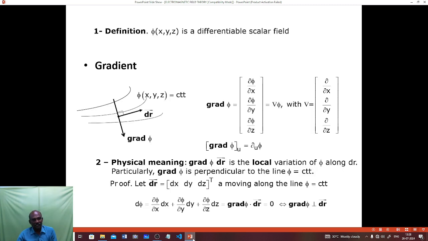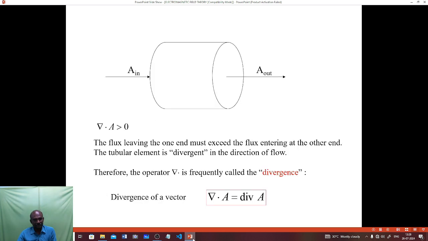So phi of x, y, z is a differentiable scalar field. So we can find the gradient. The gradient of phi is equal to the differential of phi, giving the gradient of that scalar. So the gradient of phi is a vector giving a differential value of the flux distribution. The divergence of any vector can be found by del dot A. By taking the dot product of any vector with the del operator, we can get the divergence of that vector.